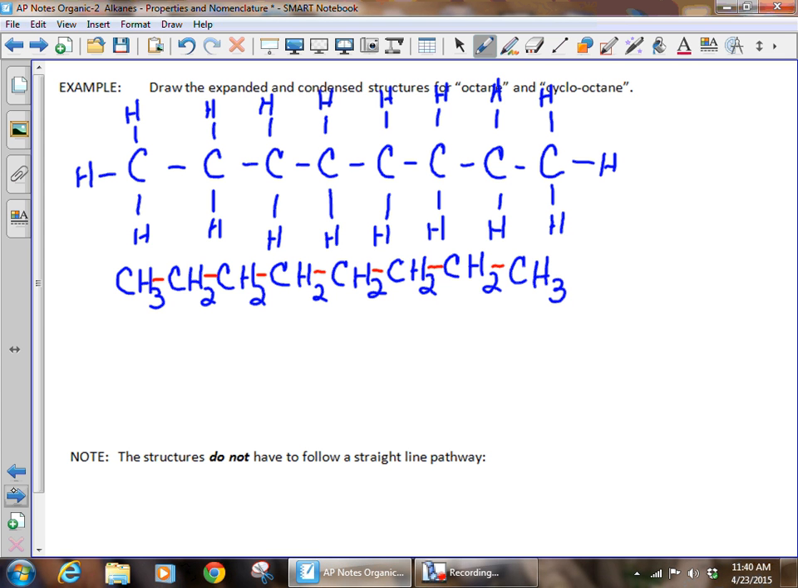But there's octane. Now, cyclooctane is going to be, now I'm not the best artist in the world, but we've got to have an octagon. Remember that each one of the points has a carbon on it, but I'm going to do the condensed structure first, so all I would need to do is just write that octagon. That's not the best octagon in the world, but we're going to keep it. Okay, so there's our condensed structure for cyclooctane. Now, if we want to write this as an expanded structure, then we need to do it like this.